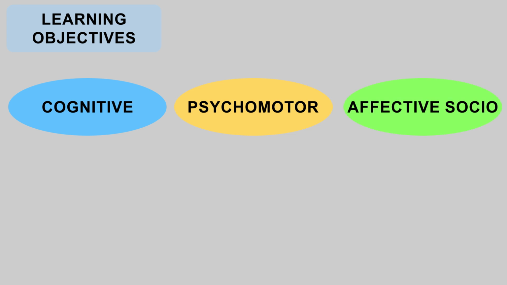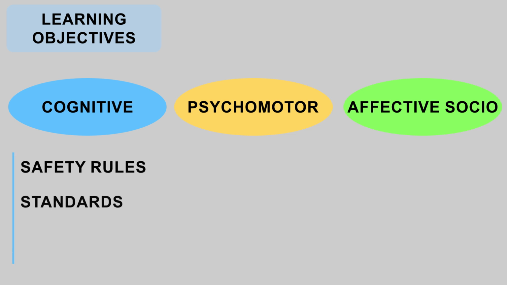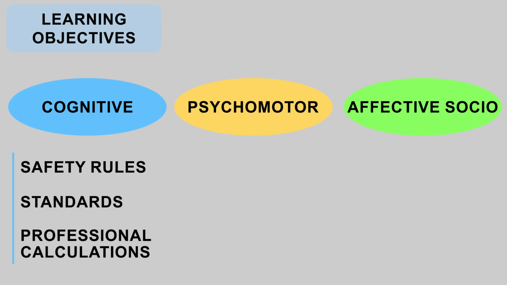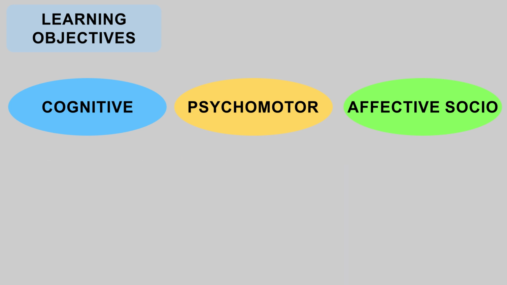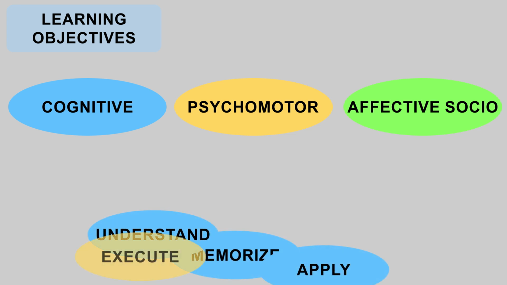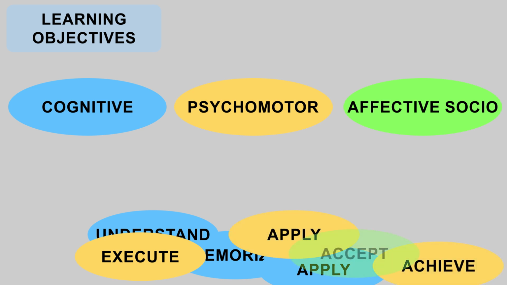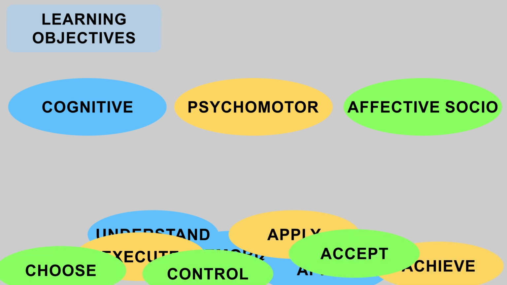This category of learning objectives concerns the improvement of knowledge of safety rules, standards, professional calculations. This category of learning objectives concerns the improvement of skills, methodologies. This category of learning objectives is difficult to define because it involves defining attitudes or behaviors related to aspects of feelings and emotions. The action or procedural verbs chosen in the writing of learning objectives will allow the trainer to define their category and if his students have the necessary prerequisites to achieve them.